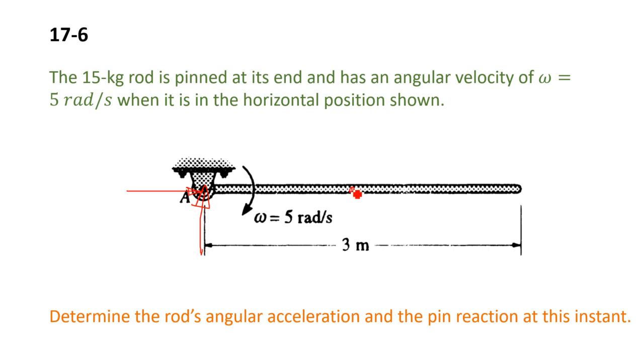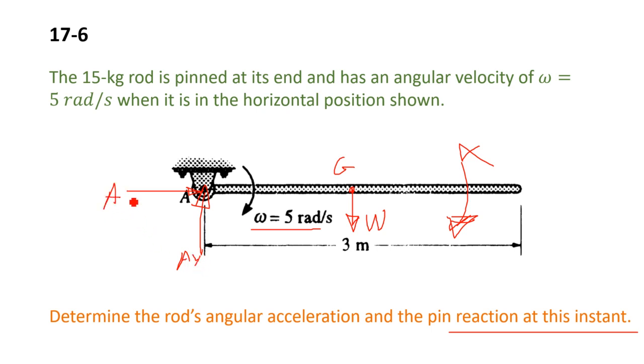And also we're going to have a weight that's working at the point G, which is going to be at the middle. Now we have the omega known, and we don't know what the alpha is. And this alpha can be in this direction, downward on the clockwise direction, or counterclockwise. We have to check that together. So that's what we need to find, the angular acceleration and the pin reaction at this instant, the AY and the AX. So we're going to work on that together, and we try to find a solution.